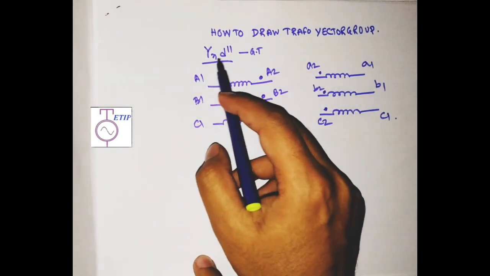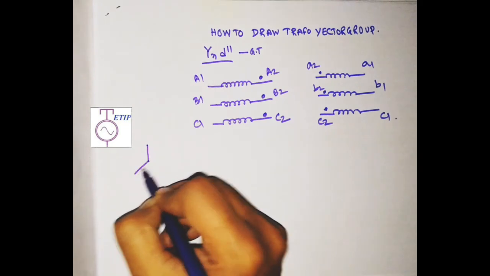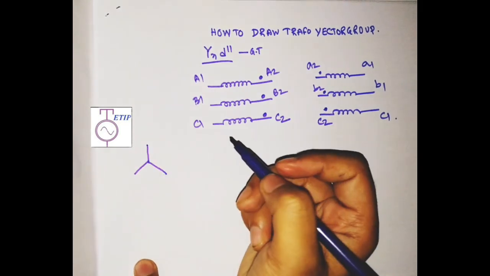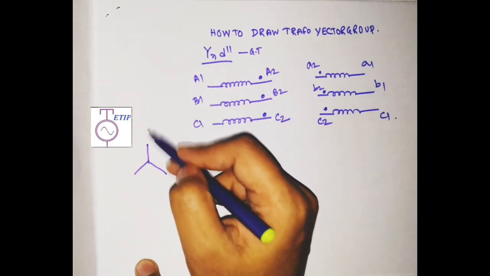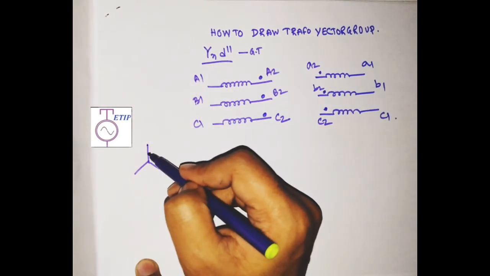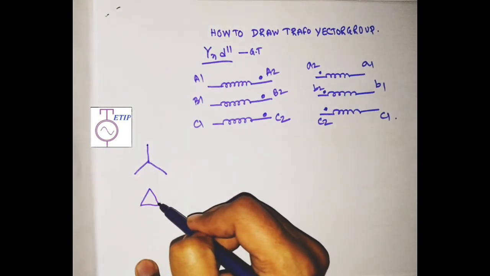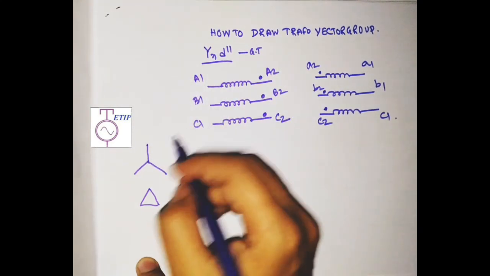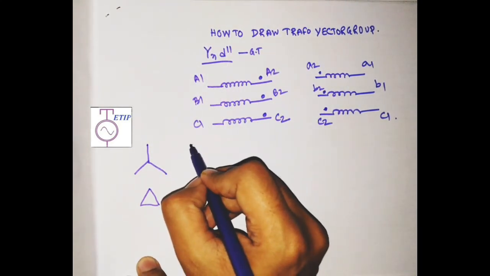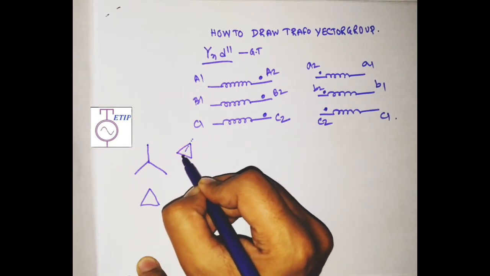So how will the vector diagram look like? See, this is star, so the high voltage winding will look like this. Remember, for a star connection, put the top point at 12 o'clock position. If it is a star, then the high voltage winding will be drawn like this. If it is delta, then it will be drawn like this. With respect to this, the secondary will be drawn. So DYN11 means the delta winding will be placed at this position, right?